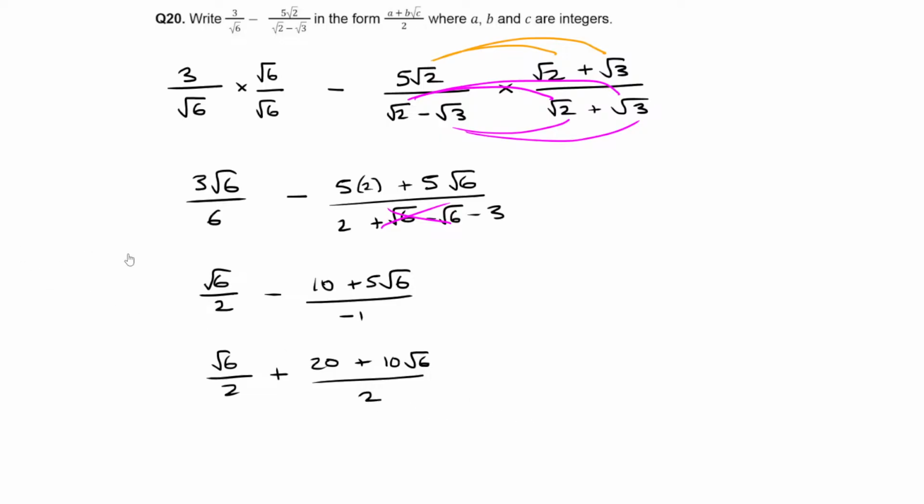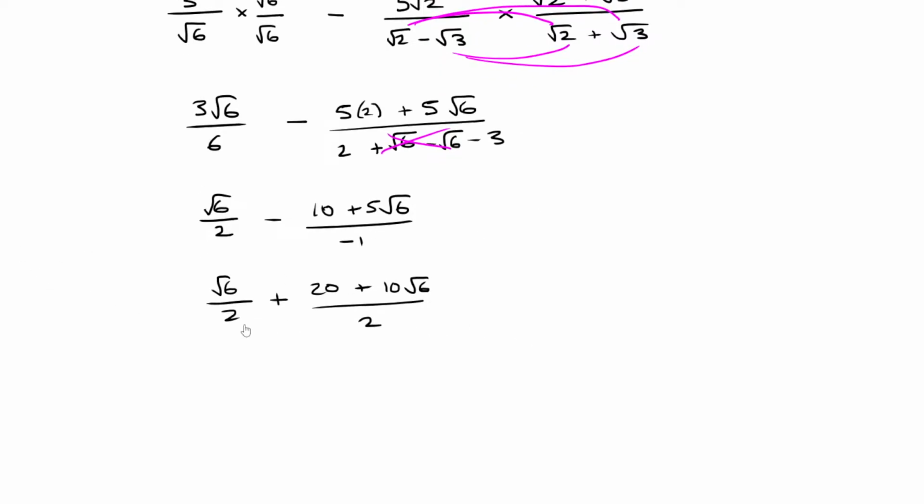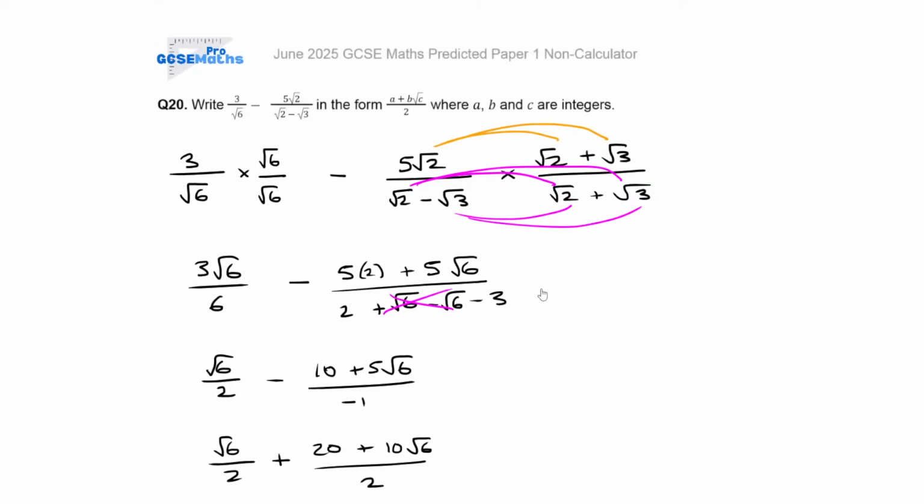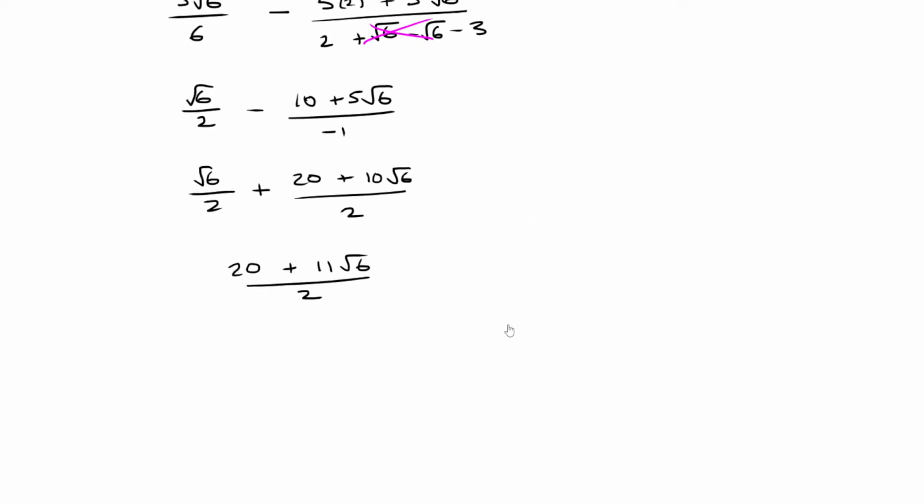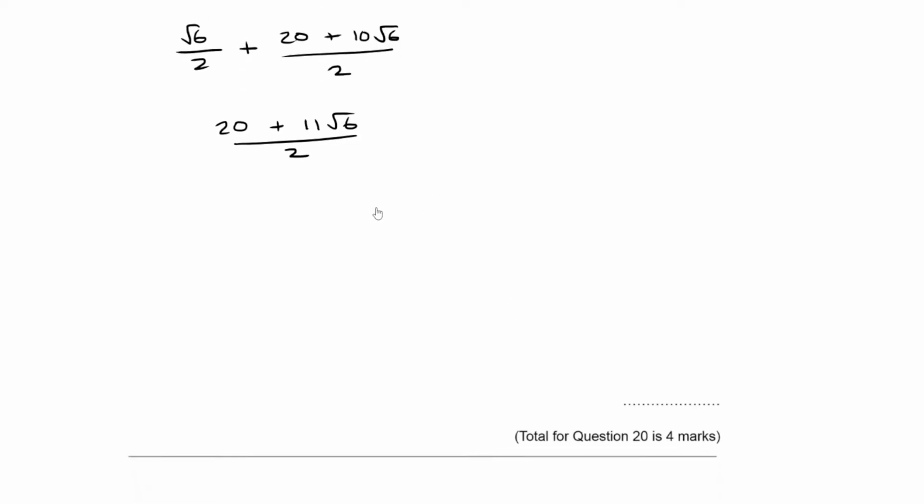Now I can actually add them. So that would be 20 plus 11 root 6 over 2. And then that doesn't simplify. And also I know, because if I come back and have a look at how they put it in the format, it was something over 2, wasn't it? So I know that that's the most simplified answer. See here, we've got 4 marks. That was the answer. 20 plus 11 root 6 over 2.